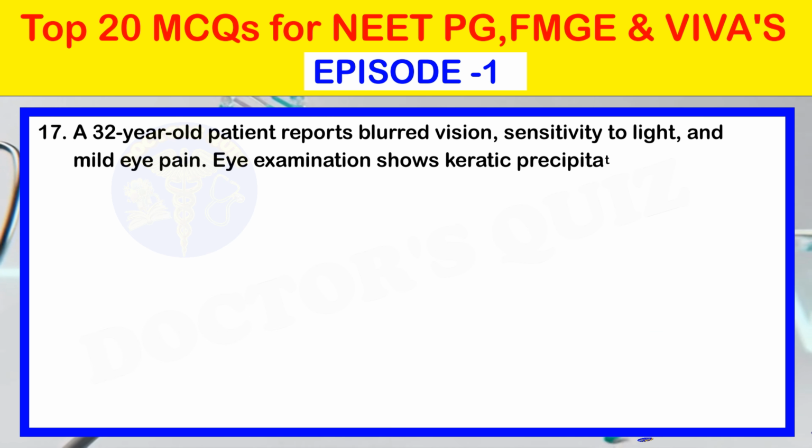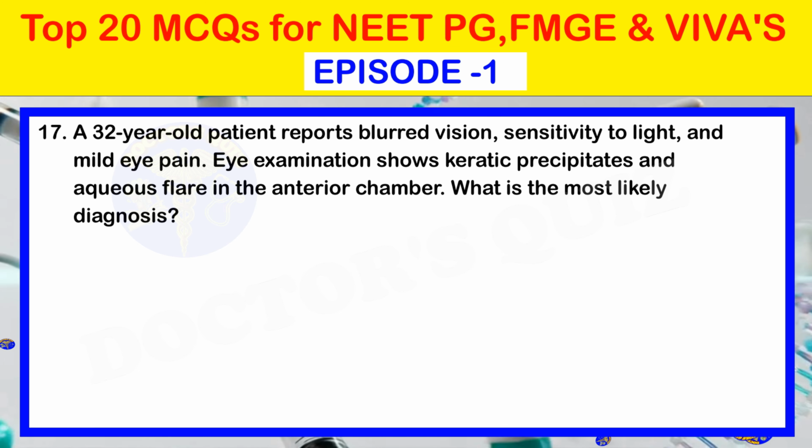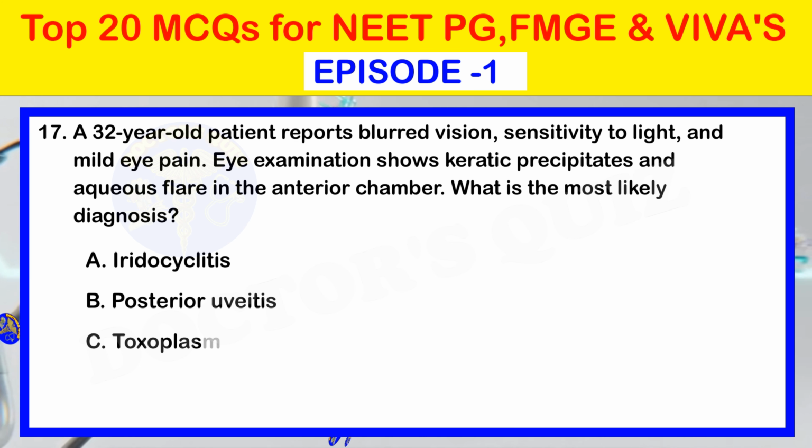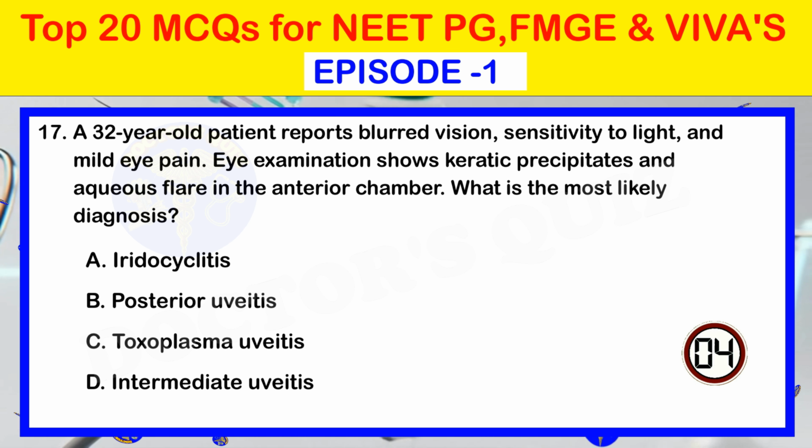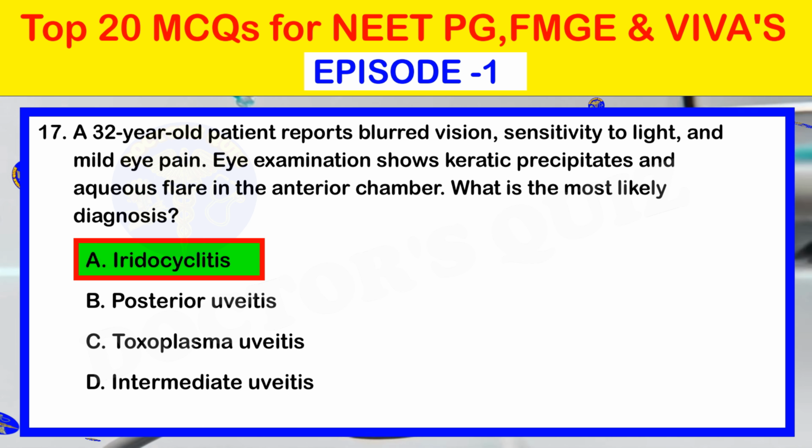A 32-year-old patient reports blurred vision, sensitivity to light, and mild eye pain. Eye examination shows keratic precipitates and aqueous flare in the anterior chamber. What is the most likely diagnosis? Options are iridocyclitis, posterior uveitis, toxoplasma uveitis, or intermediate uveitis. Answer is option A, iridocyclitis.